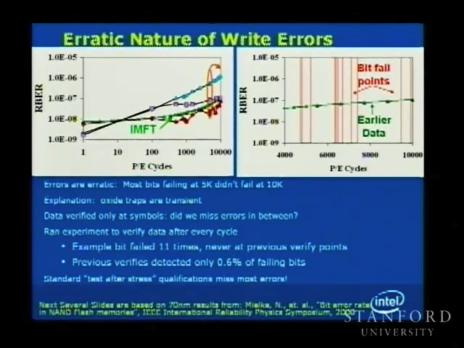And you can see the general characteristic on the left side is that the raw bit error rate is a function of cycles. It's slightly different for each manufacturer, but generally goes up with the number of cycles. It's a power law in the number of cycles, since it's a log scale on the x-axis. But let's look into some detail now.